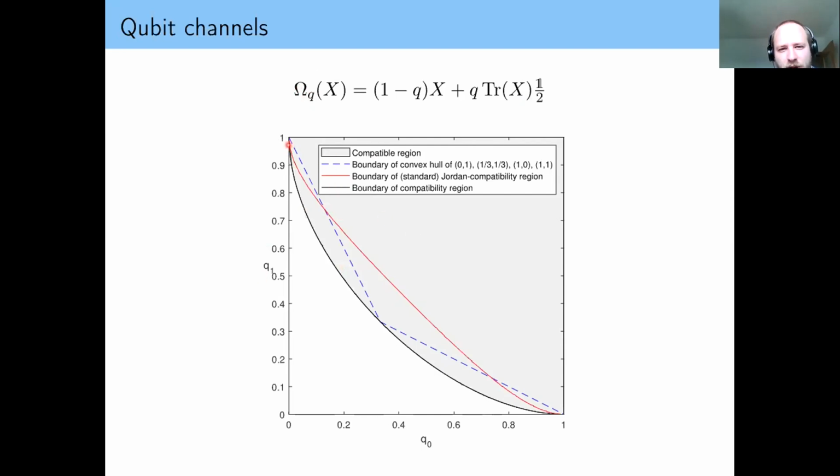And here one can show that the Jordan product, the first one, the simple one, gives a region which includes a huge part of the compatibility region, but again, there are these cases where the channels are compatible, but this is not proved by the standard Jordan product. So again, one can use the Jordan product to construct the compatible channel in some simple cases, but we can see that close to the boundary of the compatibility region, this is not so optimal anymore.